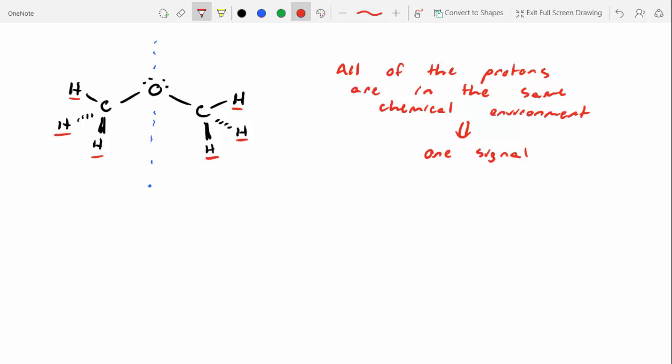What about for our carbons? How many carbon signals do you think we might see with NMR? One? Why is that? Same reason. With carbon, we've got symmetry and they're in the same chemical environment, therefore we'd only see one carbon signal.